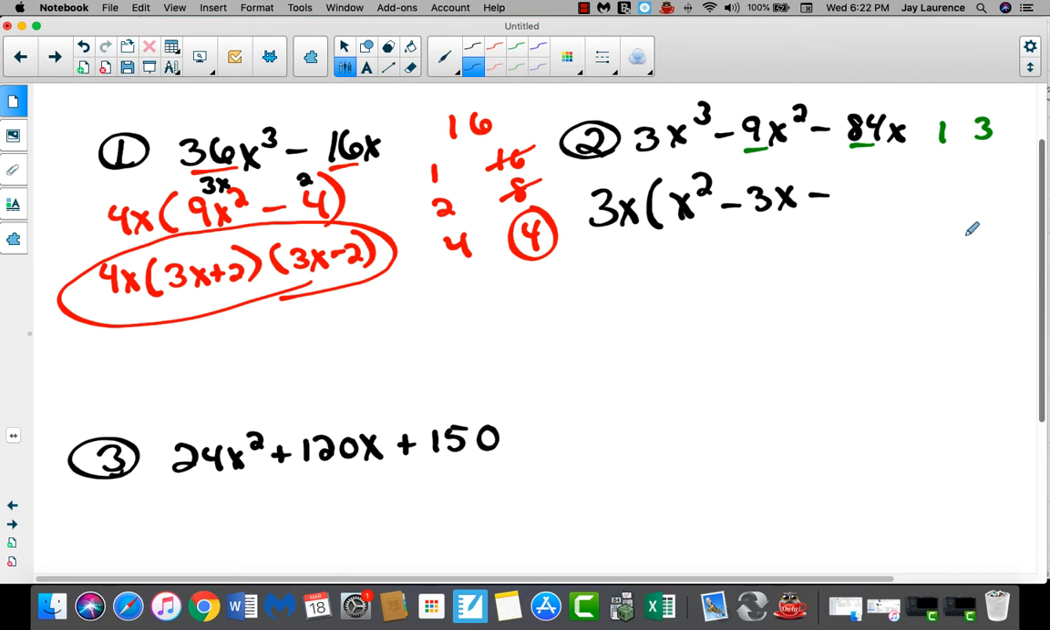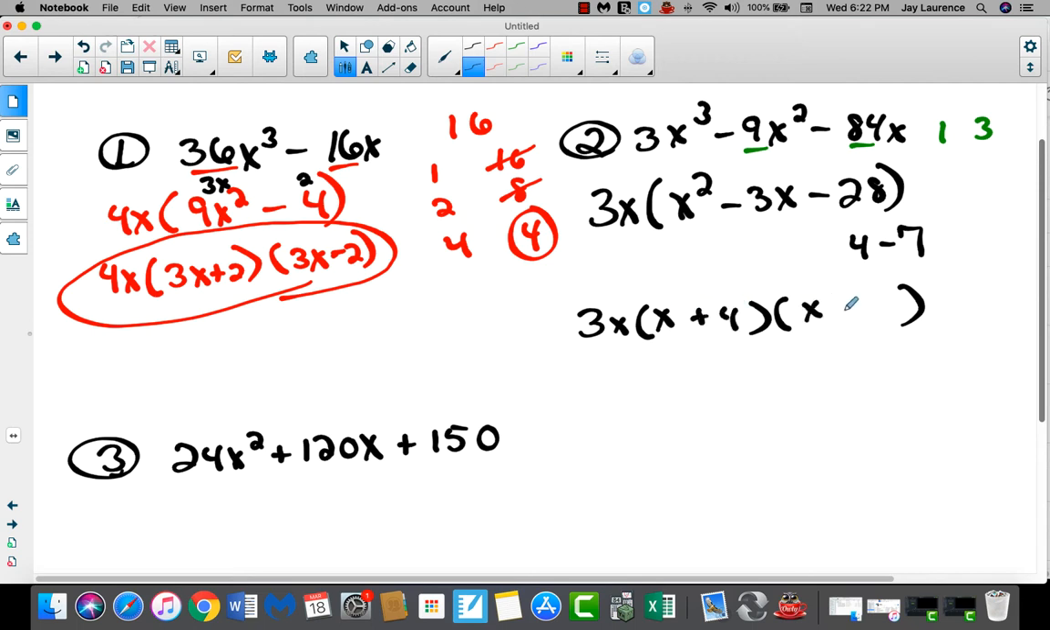Now let's see here, 84. Well, I know 81 divided by 3 is 27, so I'm guessing this is going to be 28. It's one more 3, okay? So now I need 2 factors of 28 that subtract to get negative 3. How about a 4 minus a 7? 4 times 7 is 28. 4 minus 7 equals negative 3. This one will factor as 3x times 2 quantities, right? I'll have an x here, and I'll have a positive 4 and a negative 7. And there we've factored completely.